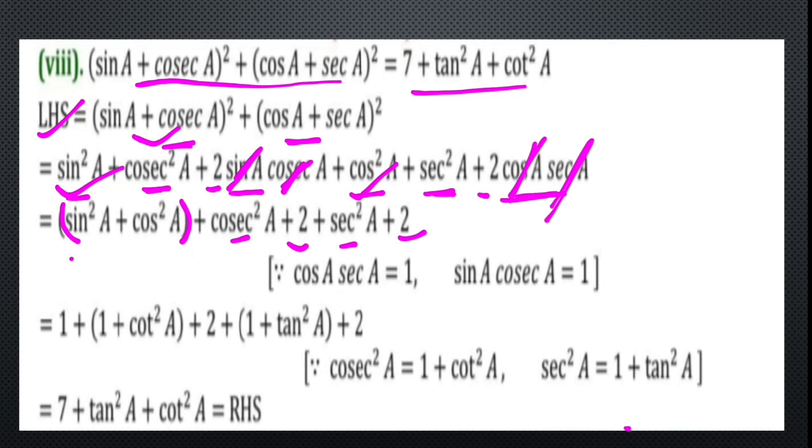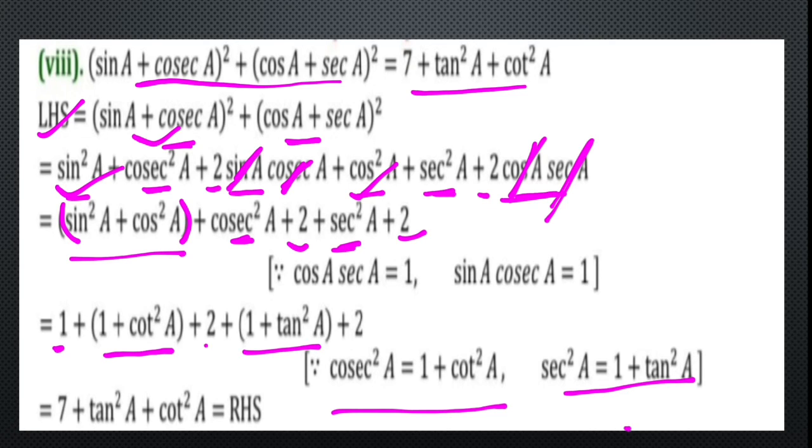So this value is equal to 1 by the first identity. Cosec square a can be written as 1 plus cot square a by the third identity. Sec square a can be written as 1 plus tan square a by the second identity. This 2 is also here, this 2 is also here. So remove all the brackets. 1, 1, 2, 2, 2, 4, 5, 6, 7. So here it is 7, tan square a plus cot square a, which is equal to the RHS part. In this way you have to solve this one.